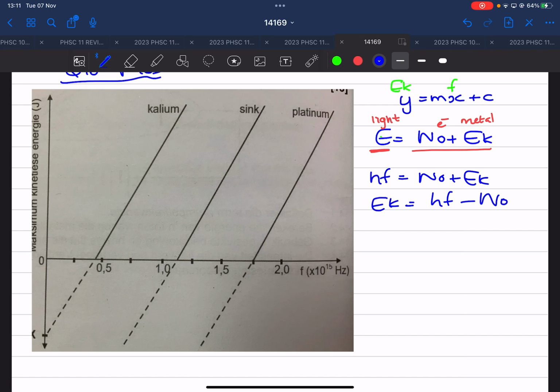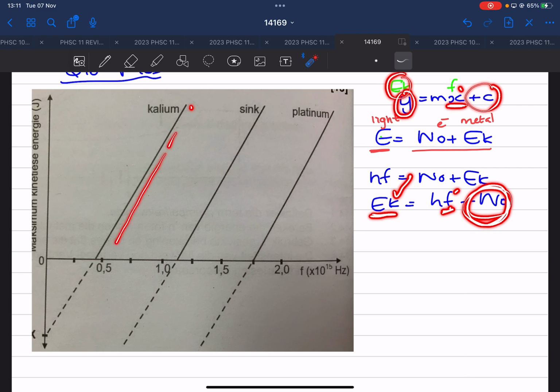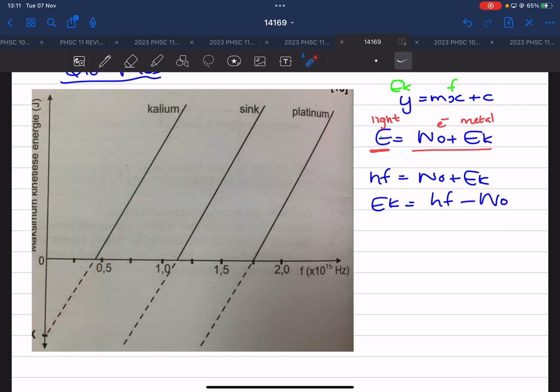Okay, so kom ons check gou dan. Does it coincide? On my y-axis, I have kinetic energy. Check. My x-as is frequency. My y-intercept is a type of energy, and it is negative. Score. Negative, want dit is aan die negatiewe kant. So wat is my gradient dan? My gradient is Planck's constant. Can you see that? Okay.